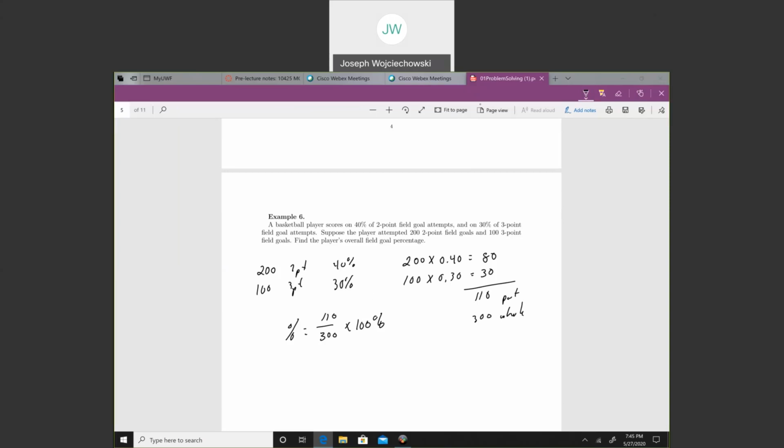And 110 divided by 300 is 0.366. And again, we'll stop at 4 decimal places, which is 0.3667. Moving the decimal place 2, 36.67%.